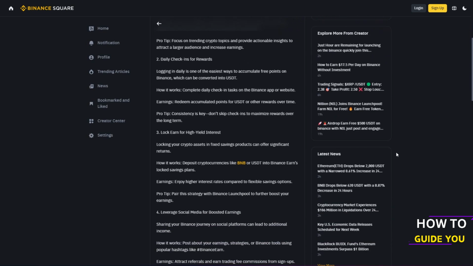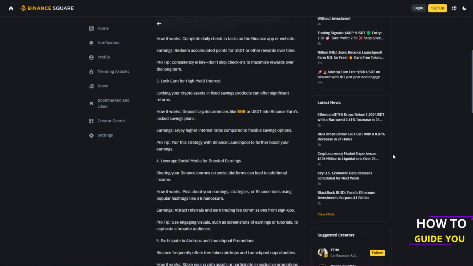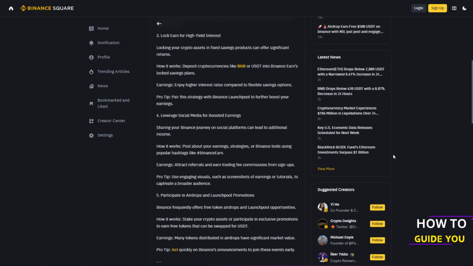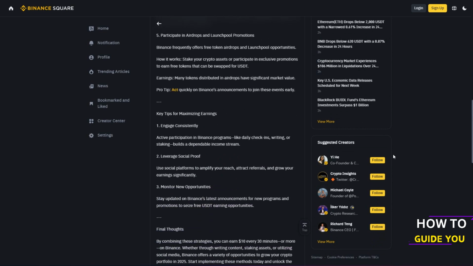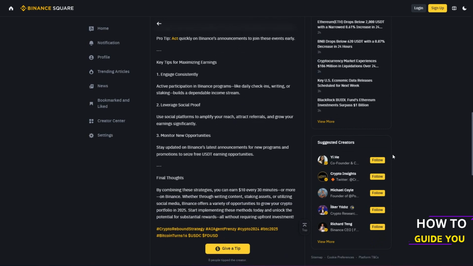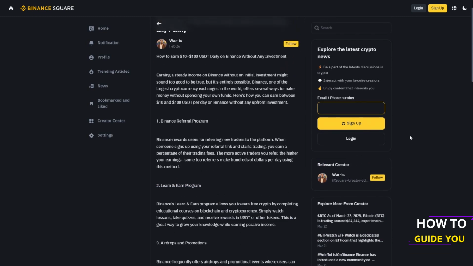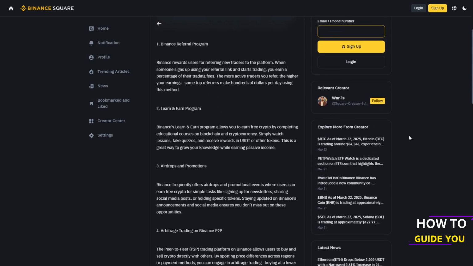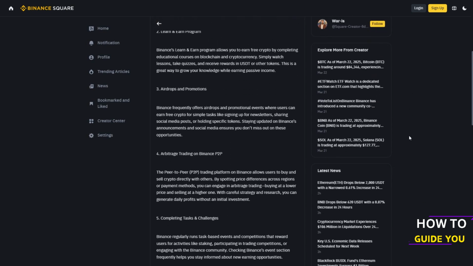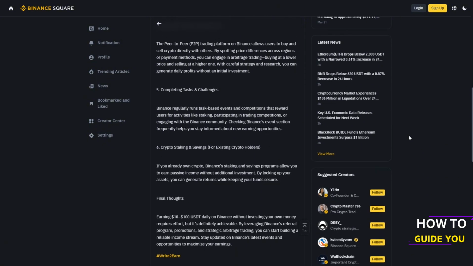Then we have the Binance referral program, which allows you to share your unique referral link with friends. And when they register and complete verification, both you and your friend earn referral bonuses in USDT. Then we have the Learn and Earn section. You participate in Binance's educational programs where you can learn about blockchain and cryptocurrencies. Completing these courses and quizzes can earn you USDT rewards.